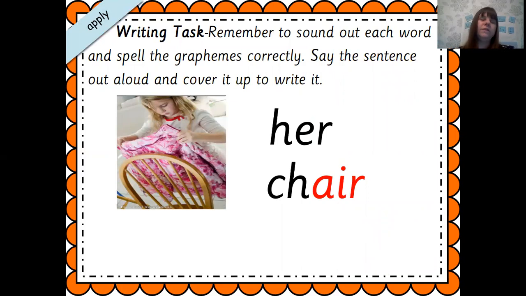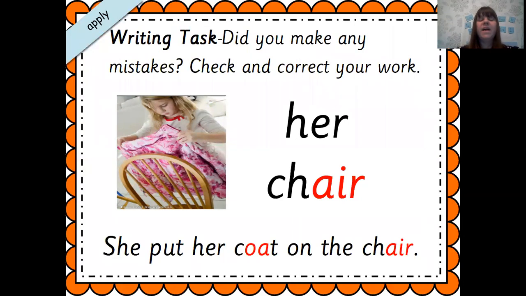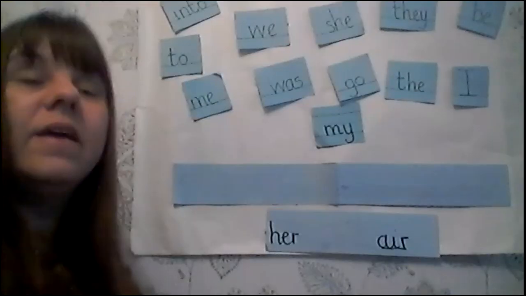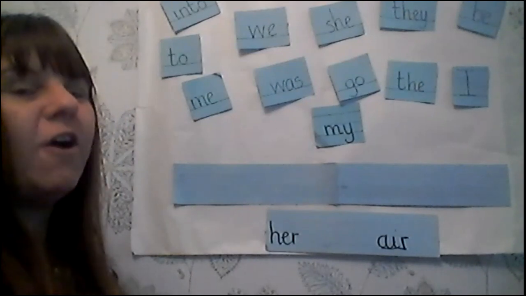So there's a little girl on this picture and she's got a chair. What is that in her hand? What is she putting on the chair? Shout out a sentence at me to go with this picture. And it has to have our tricky word her in. She put her coat on the chair. Say it with me. She put her coat on the chair. Excellent. So that's going to be our sentence for today. She put her coat on the chair.